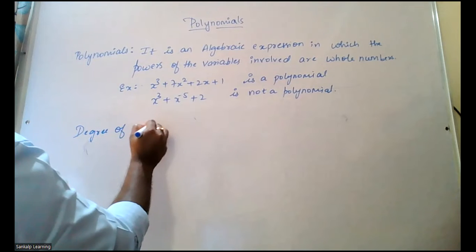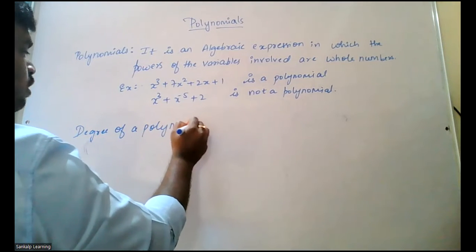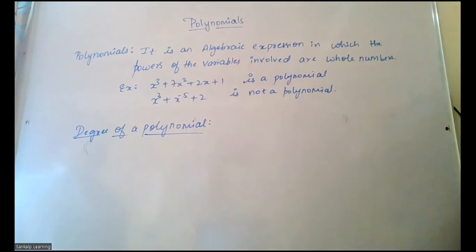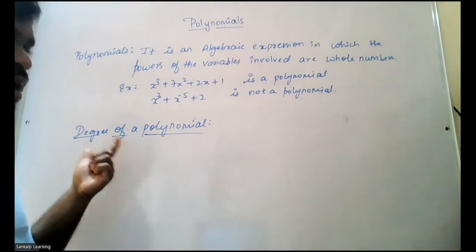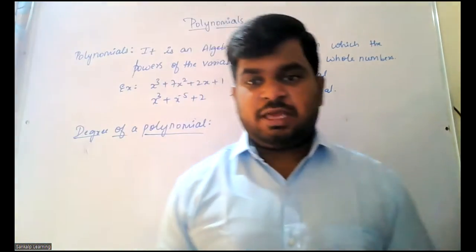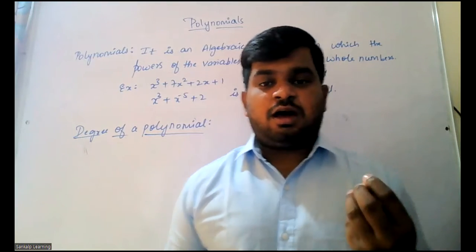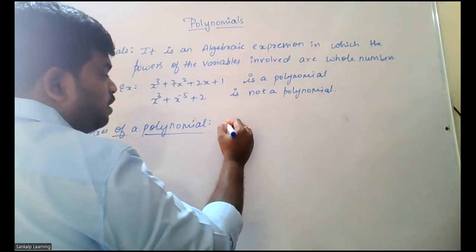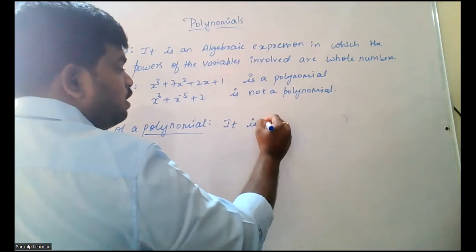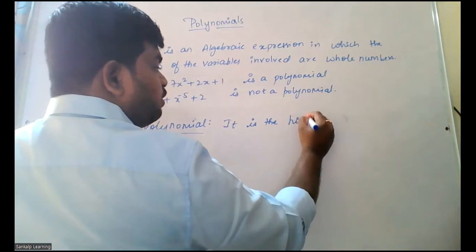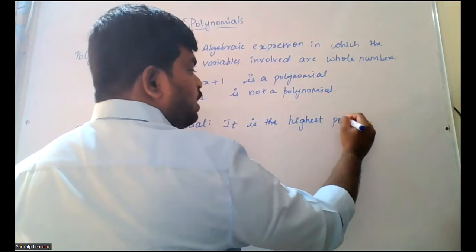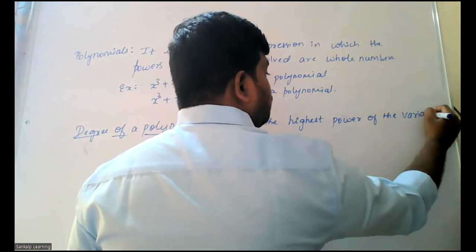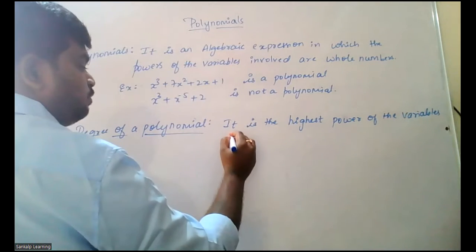Degree of a polynomial. Based on the degree, we can classify polynomials. Now, what is the degree of a polynomial? It is the highest power of the variable involved. Okay. Degree of a polynomial, it is the highest power of the variable involved.